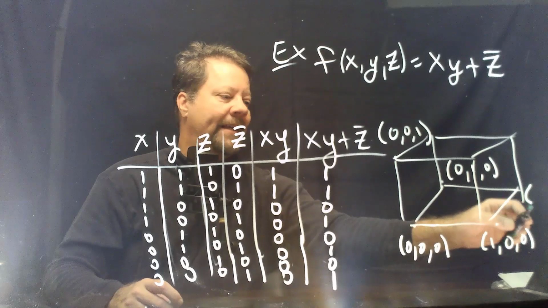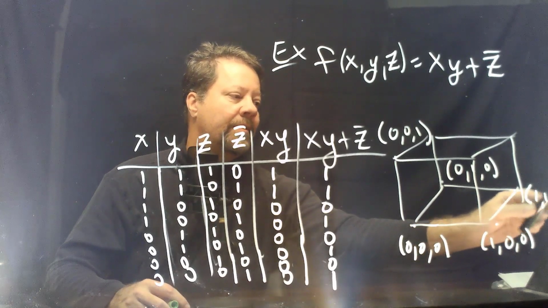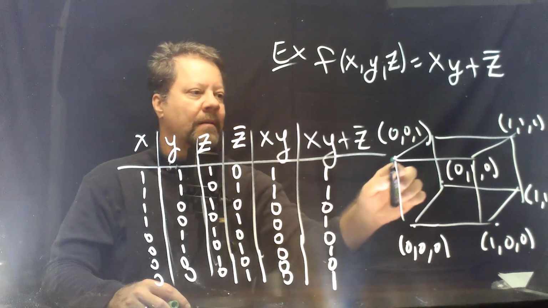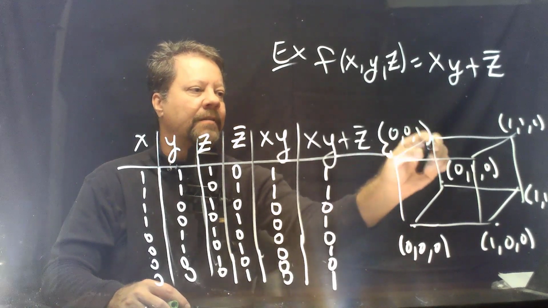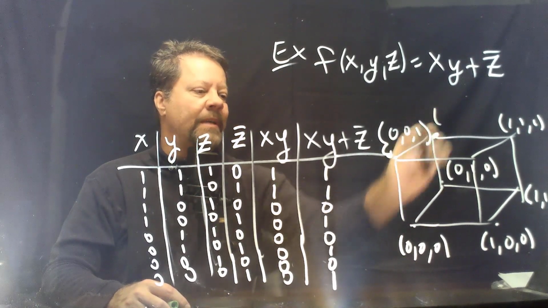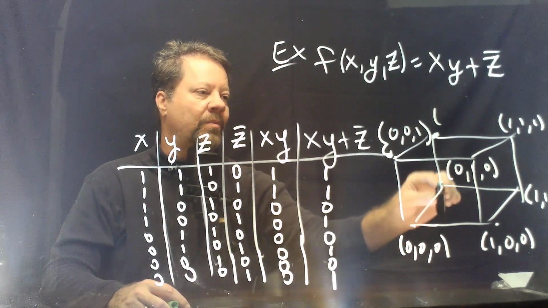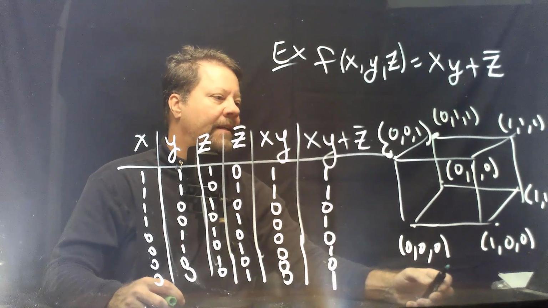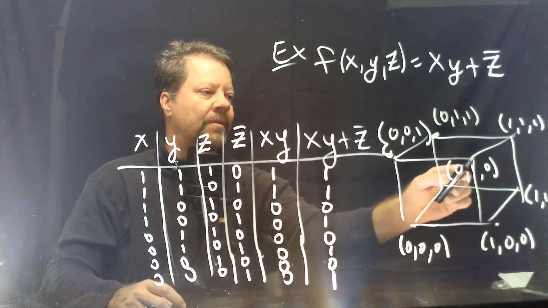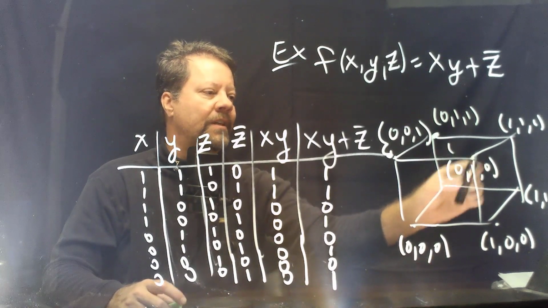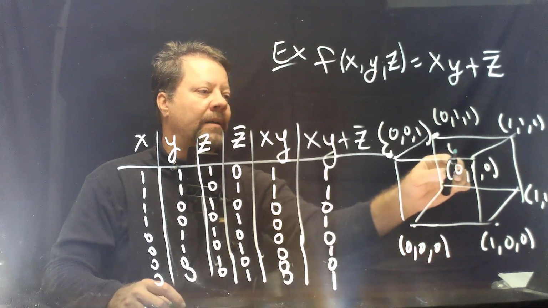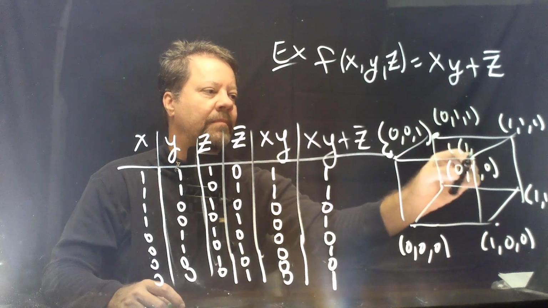So this corner back here will be 1, 1, 0. This will be 1, 1, 1. We have this corner here. The corner back here is going to be 0, 1, 1. And then the only one missing is the corner right here, and that's going to be 1, 0, 1.